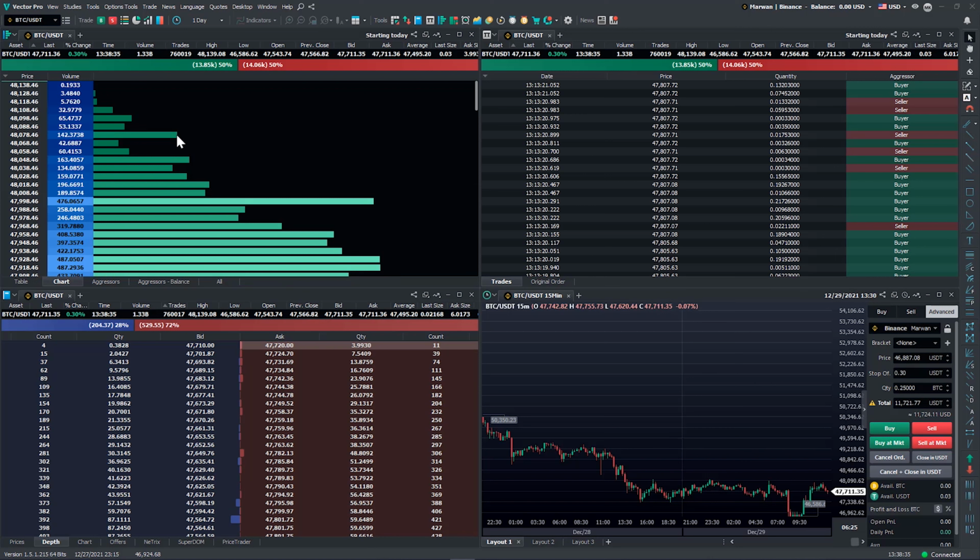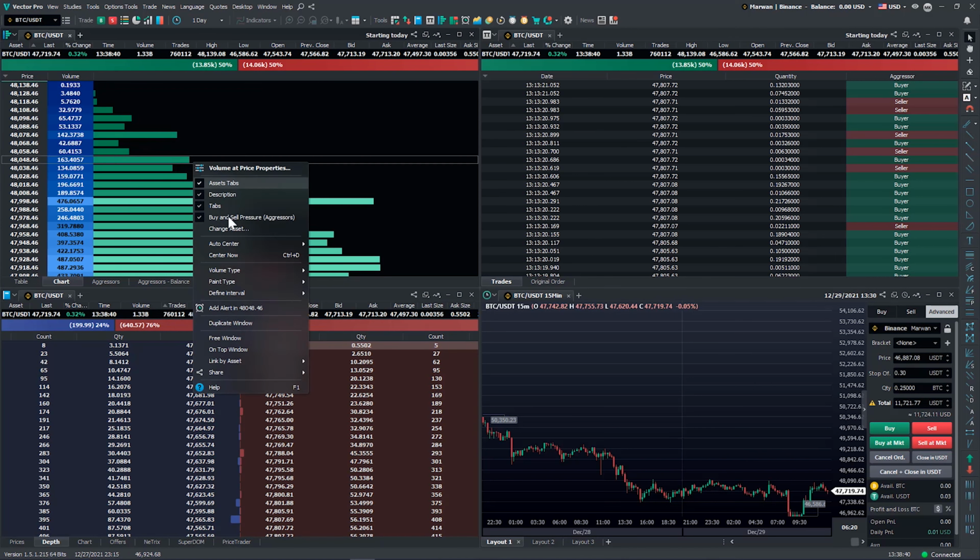You can also have the volume divided by buying and selling price by right-clicking again on the screen, scrolling to Paint Type, and selecting Aggressor Balance. This tool is useful when trying to analyze the differences between buy and sell orders, making it easier to identify the highest traded prices, be it a buy or sell order. You can also change the time interval of the volume at price by typing the time interval directly on the chart, like this.